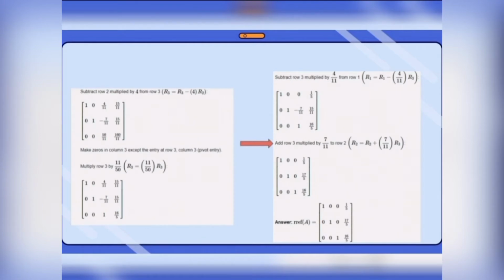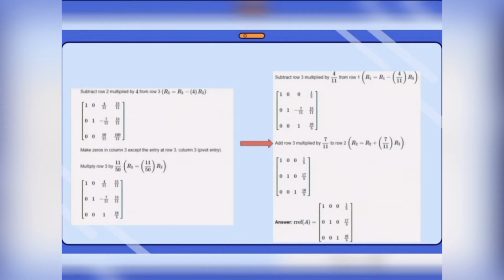Then, row 1 is subtracted by 4 over 11 multiplied by row 3. And finally, row 2 is added with 7 over 11 multiplied by row 3. The reduced row echelon form is continued further until we get multiple zeros in the matrix.